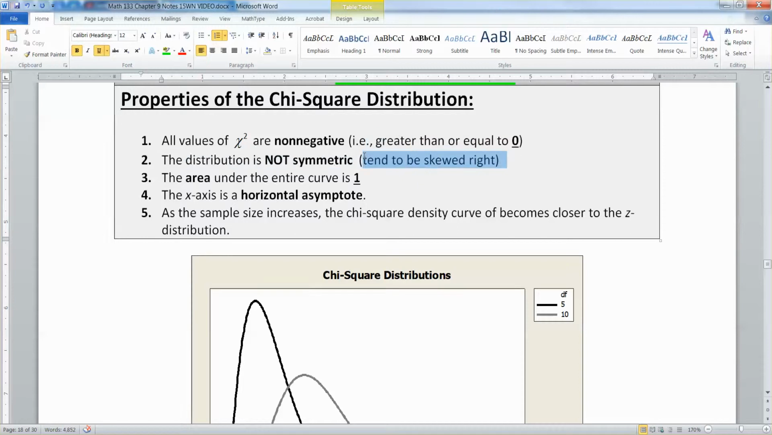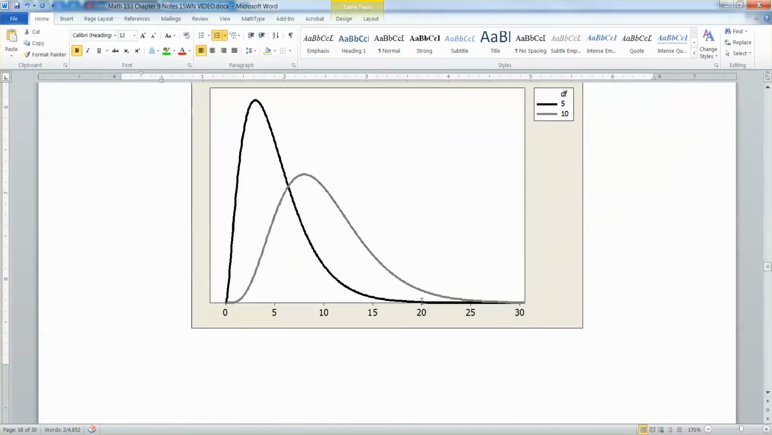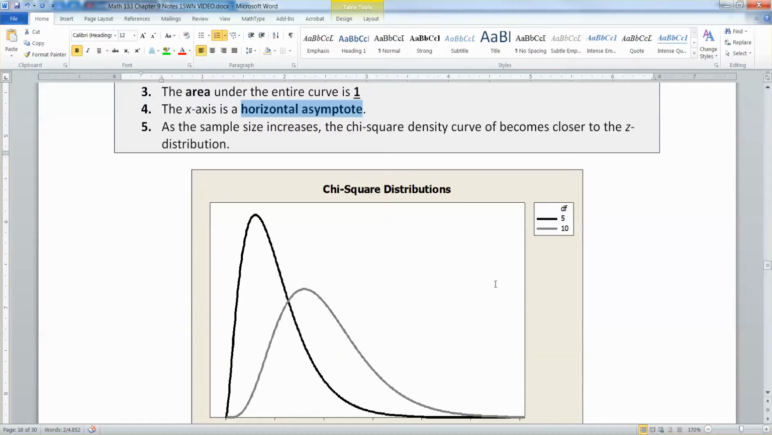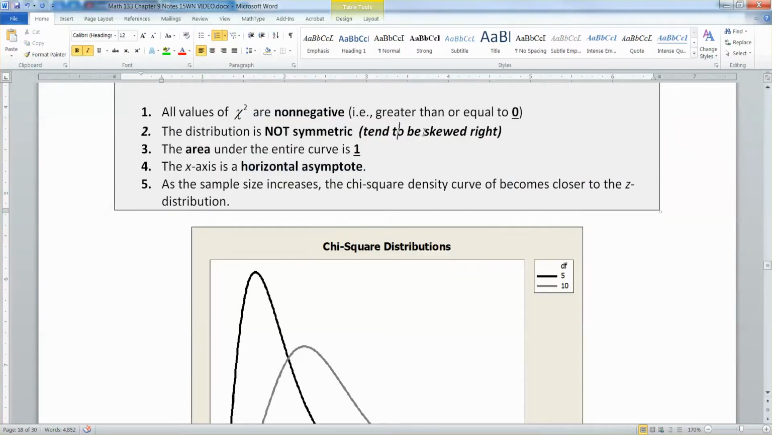All right, then the area under the whole curve is 1. Absolutely, these are probability distributions, so the probability rules we learned in chapter 5 still hold: the entire area must be 1. The x-axis is still a horizontal asymptote, because you can see that the black curve and the gray curve surf along the x-axis but never cross it. They just hover around it. So it goes on forever and ever, particularly in the right direction. In the left direction, it stops at 0 and is done. But on the positive side, it keeps going right. And that's why these are skewed right.